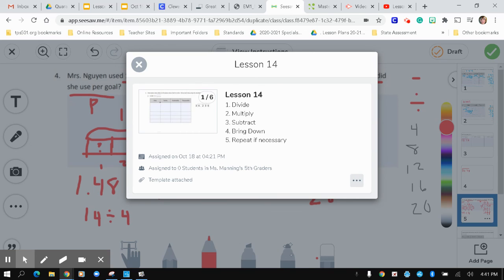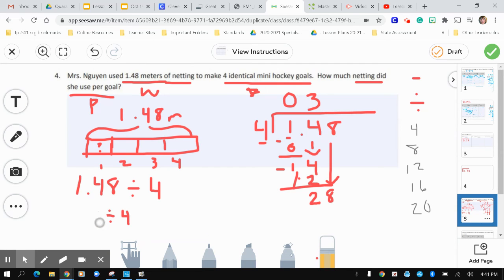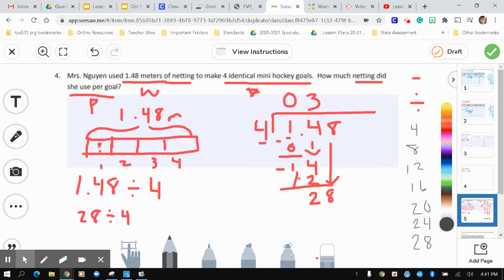Am I at 0 now? No, so I need to repeat. So I'm back up at divide. So now I'm dividing, not 14, now I'm dividing 28 divided by 4. And look at that, I didn't go high enough on my multiples of 4. So I'm going to go back over here, 20, then it goes 24, and then 28. So to divide 28 by 4, I would have to take 4 times 1, 2, 3, 4, 5, 6, 7. So 28 divided by 4 is 7.